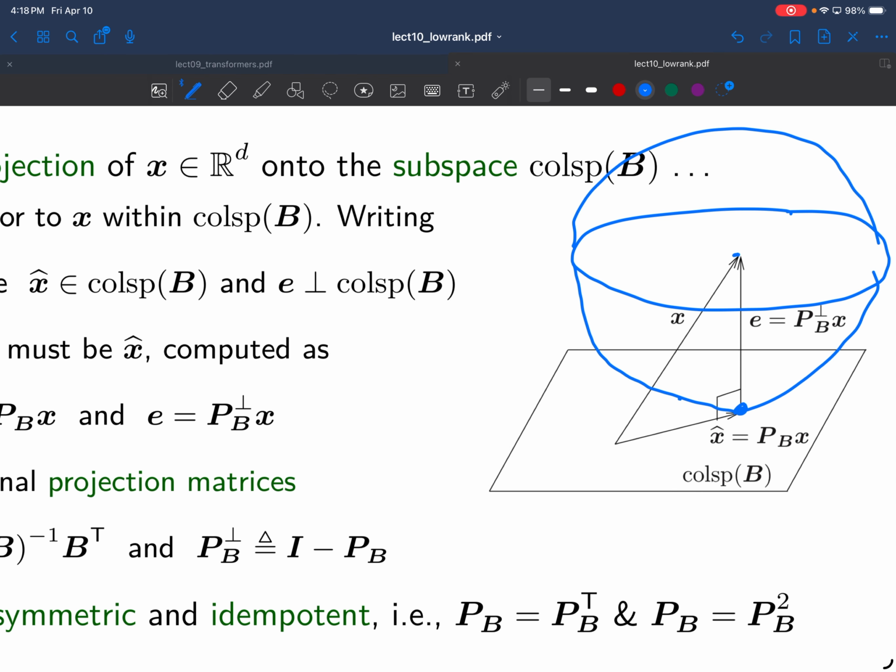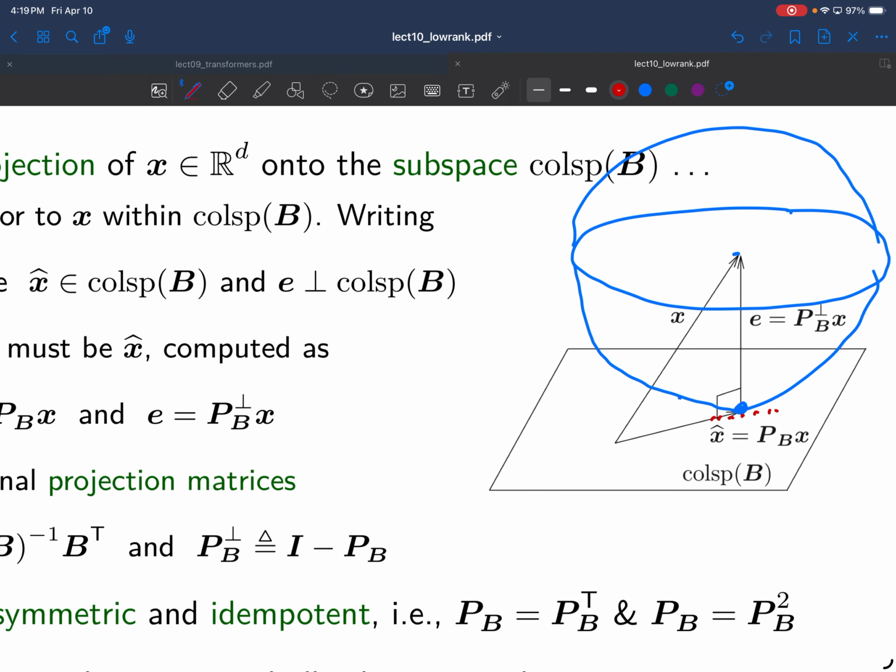Now you can see the orthogonality, because any other point on the plane is going to be at a larger distance from here. To reach those, you would need a larger sphere. So this point is definitely the closest to here compared to any other point in this plane. I think that makes sense.